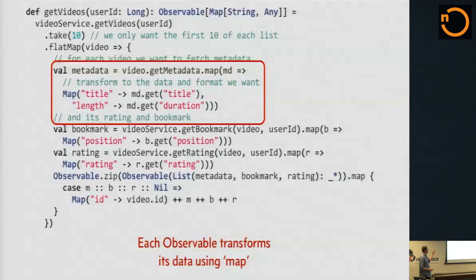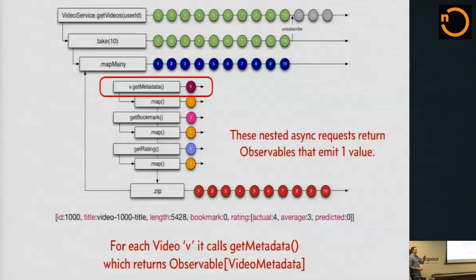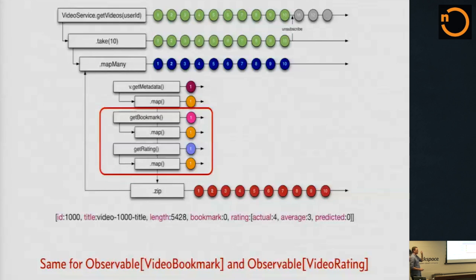And so this whole sequence here will go get the metadata asynchronously. It will then reactively apply the map function to it that will transform the data from an object into, in this case, a dictionary, a map of key value pairs. And so in that map many or flat map, we then end up with 10 invocations of that on these 10 video objects. And then for each of them, we're going to do a metadata call with a map transform, and then same thing on bookmark and rating.